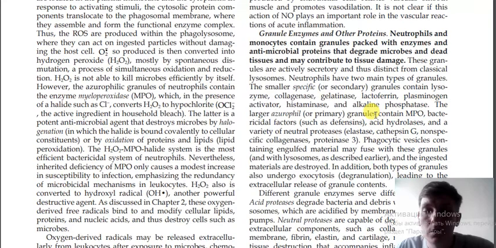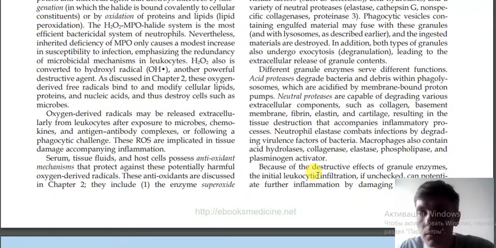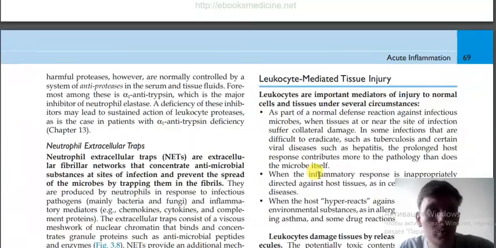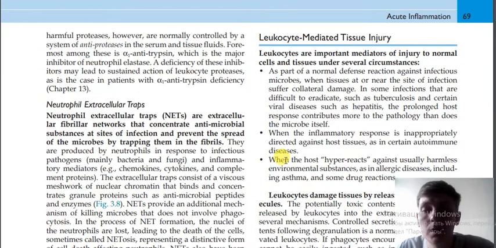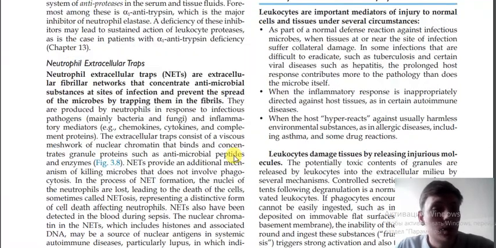And these phagocytic vesicles containing engulfed material may fuse with these granules and with lysosomes as described earlier, and the ingested material is destroyed. Okay, that's not so interesting. The main idea is that lysosomal proteolytic enzymes and hydrolytic enzymes can destroy all the components of the bacterial cell. Okay, and this is a very specific thing. So please remember it.